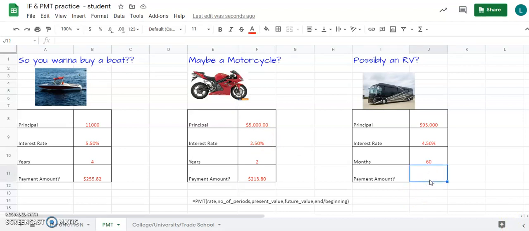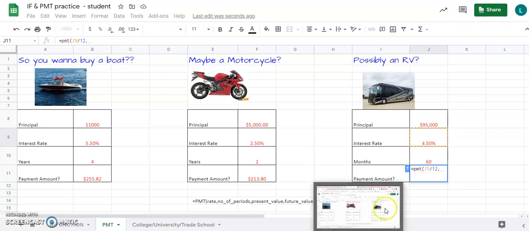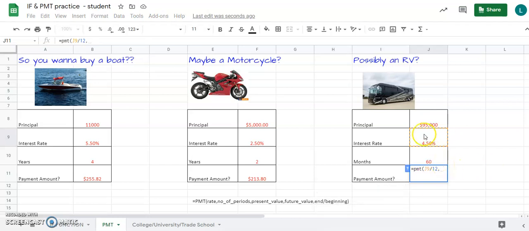Okay, the last one's a little tricky. Equal sign, PMT, parenthesis. Okay, so again, rate. This is still given in years, so we'll click on J9 and divide that by 12, comma. Let's figure out this payment. The next part says number of periods. Well, it says 60. Well, are you going to pay on that for 60 years? Nope. Let me read over here.